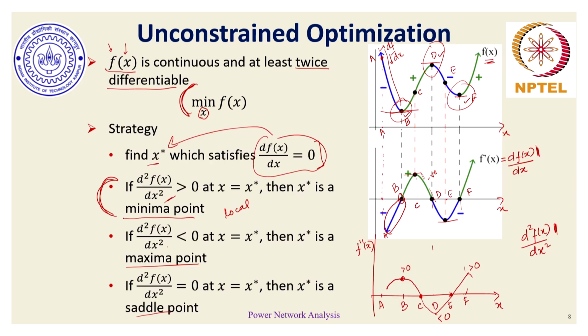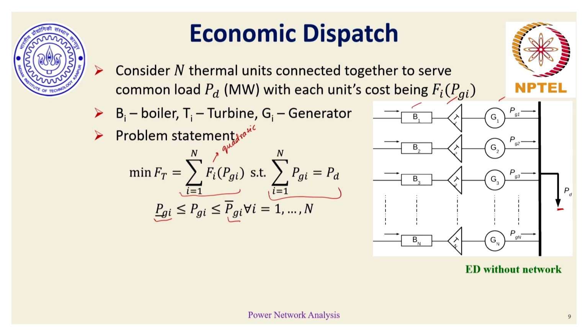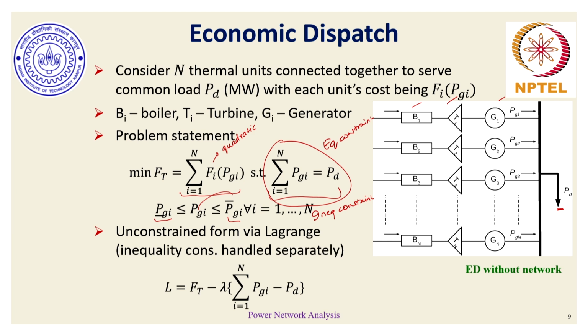In the unconstrained form, there were no constraints involved, whereas in economic dispatch, we also have additional constraints. We call this an equality constraint, whereas this constraint becomes an inequality constraint. So how do we go about handling these inequality constraints in an optimization problem? Basically, we're talking about constrained optimization. So what we do is, we try to find an unconstrained function which is equivalent to this constrained problem.